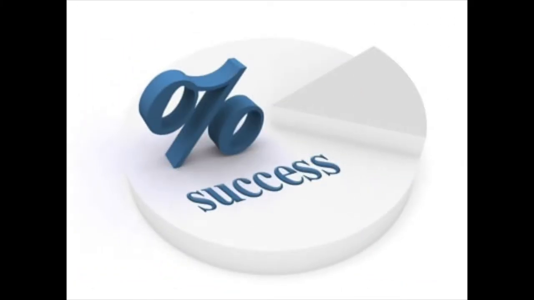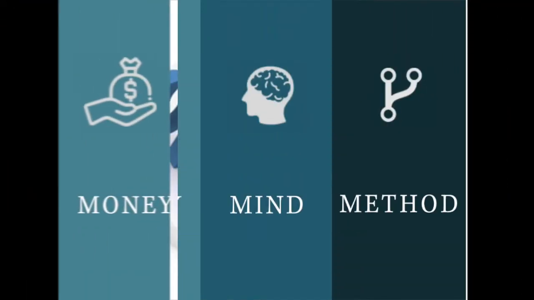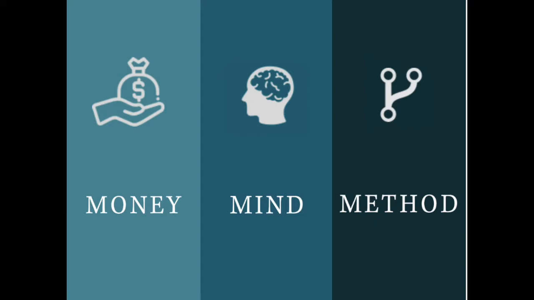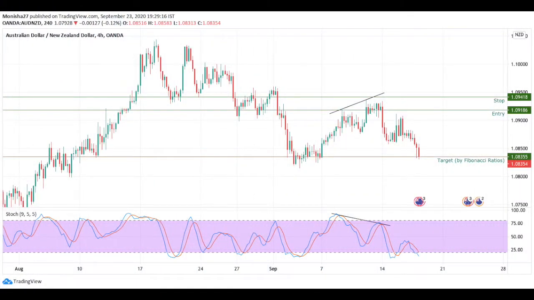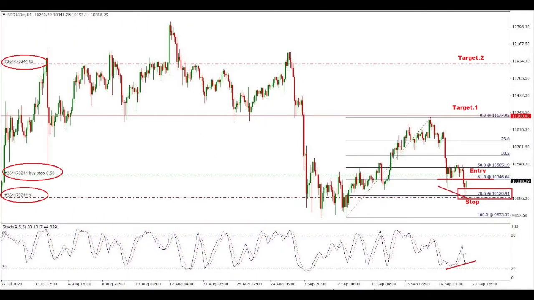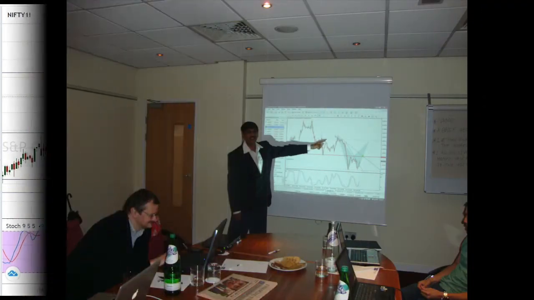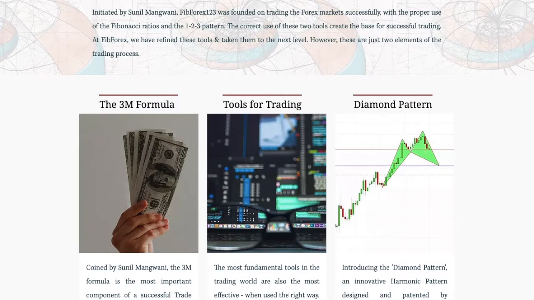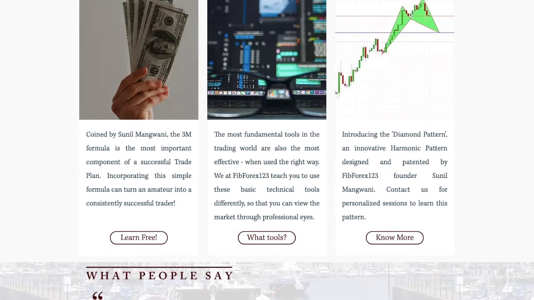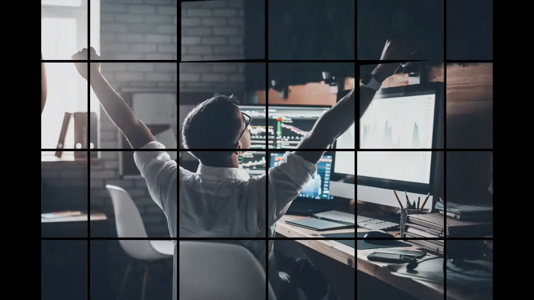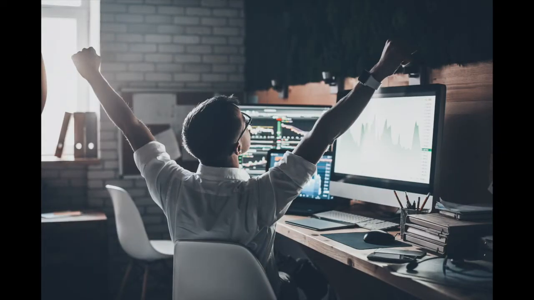Does this work all of the time? Of course not. But we have a trade plan which defines the conditions of the setup and the trading parameters, which is your entry, stop, and target levels, the rules of risk management, and the steps of trade management, everything included. The Fibforex team brings in years of experience in trading the financial markets using our proprietary tools and following our proprietary trade plans. These bring a high success ratio to our techniques, which is what we need as traders.